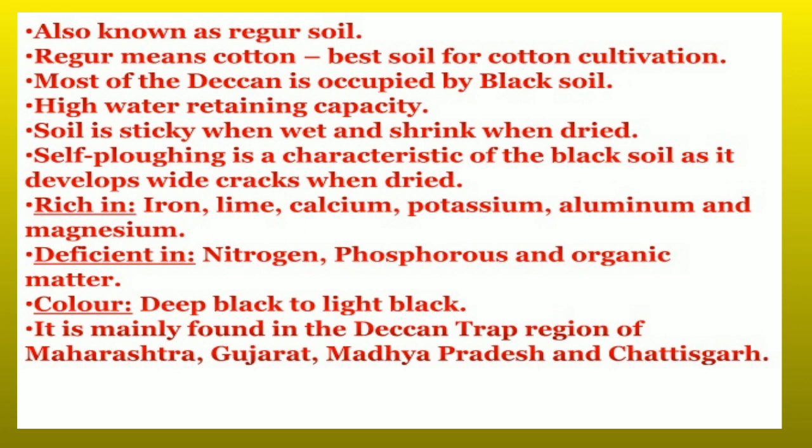Now it is rich in iron, lime, calcium, potassium, aluminium and magnesium. And where is the deficiency in this soil? Nitrogen, phosphorus and organic matter. What is the color now? Deep black to light black. Now it is mainly found in the Deccan Trap region of Maharashtra, Gujarat, Madhya Pradesh and Chhattisgarh. This is all about black soil.